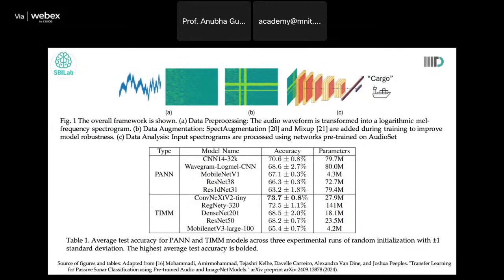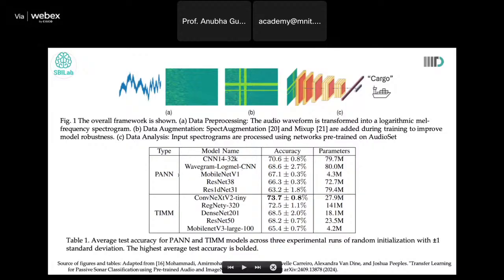So let's see this. The overall framework is something like this. You receive a signal, you do data pre-processing. The audio waveform is transformed into a logarithmic Mel frequency spectrogram. Then you do data augmentation. Spectrogram augmentation and mix-up are added during training to improve model robustness. And then you have data analysis, where they used an ImageNet pre-trained architecture, and then they did the classification.